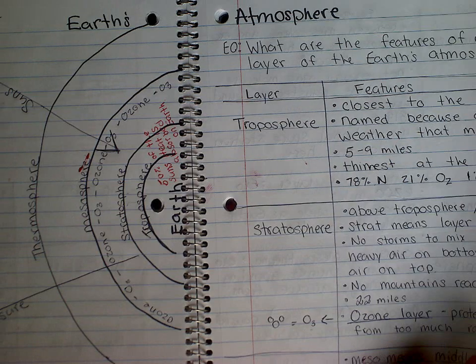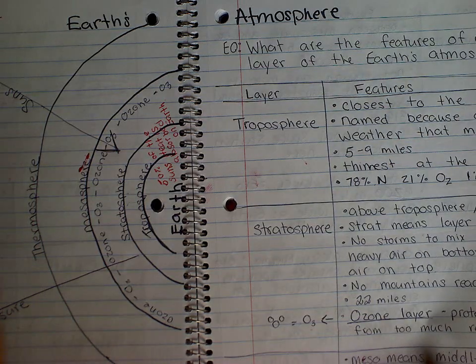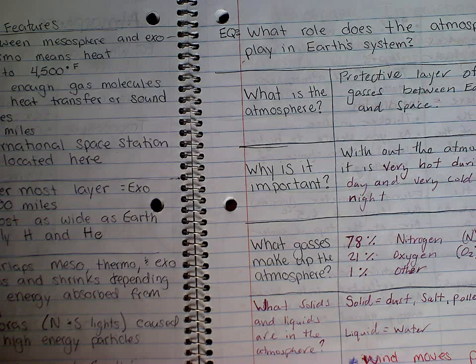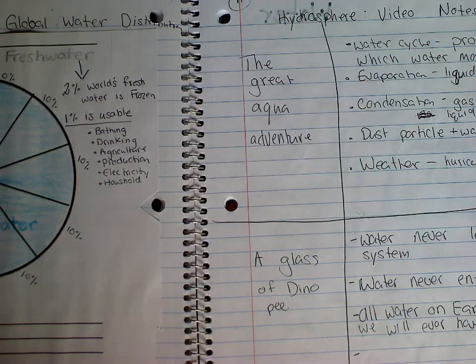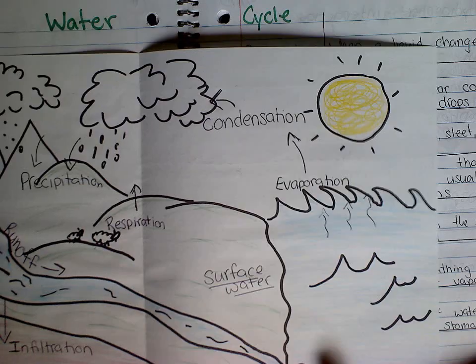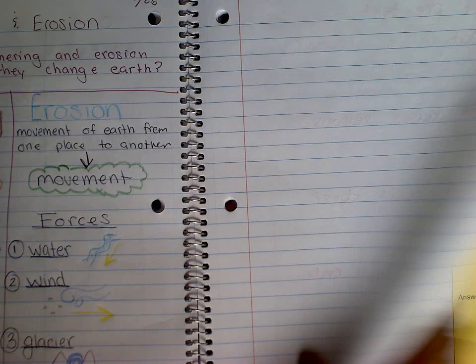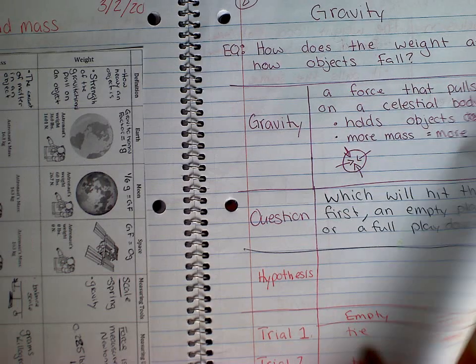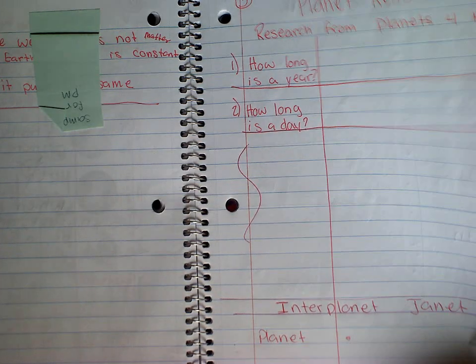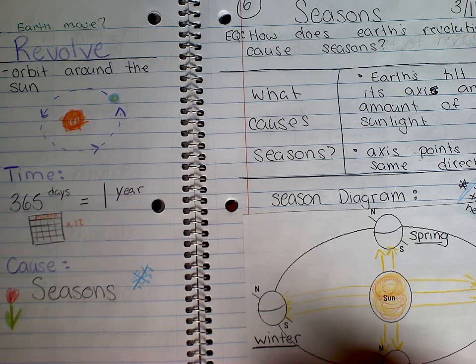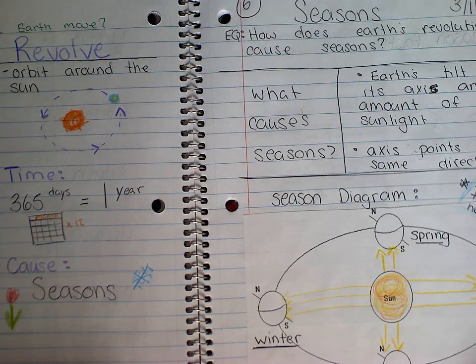Okay? Maybe you really love the atmosphere and you want to do one page about each layer. That'd be fine too. Okay? Any of these would be good. Talk about water. You can do some stuff on gravity. You can talk about space. You can talk about the planets and do all the planets. You can talk about rotating and seasons.